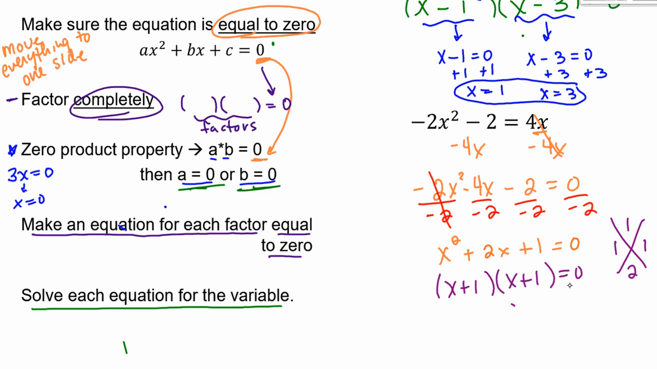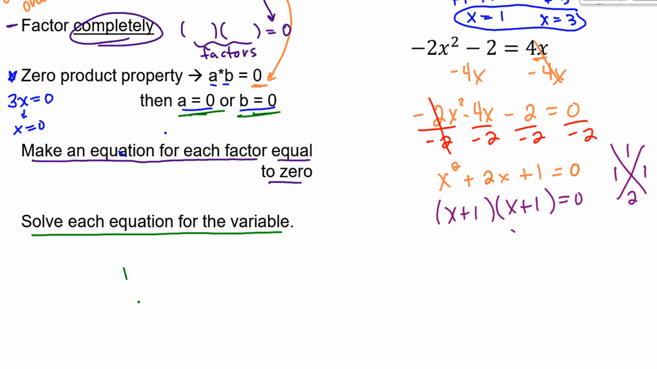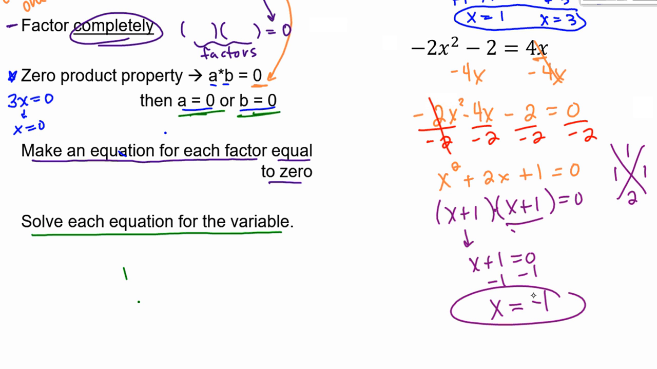Still equal to 0, but since it is equal to 0 and things are being multiplied, that means this can equal 0. Or this could equal 0. Do I really need to write the same thing twice? No. So that one only has one solution to it. Solving by factoring.